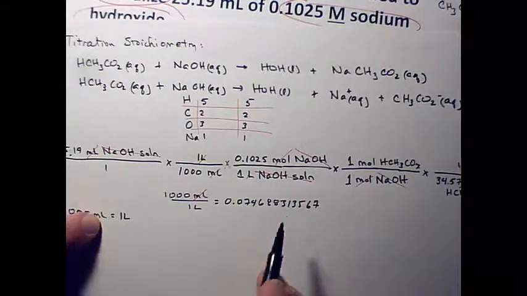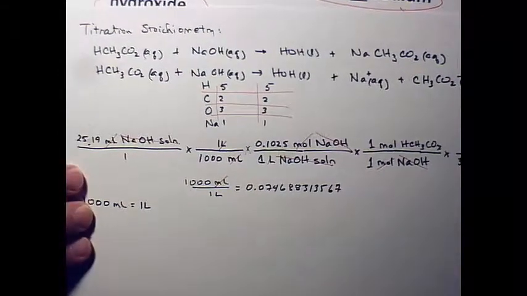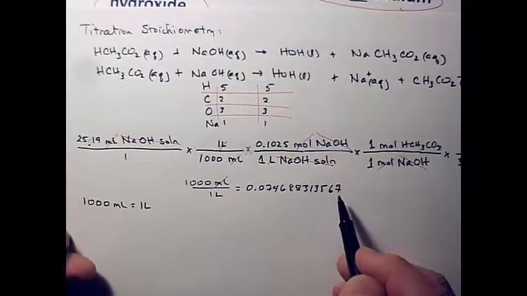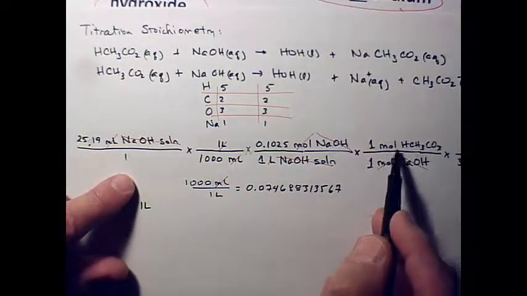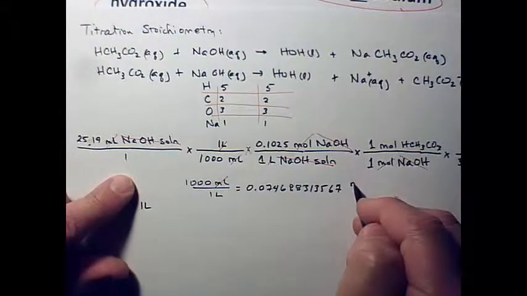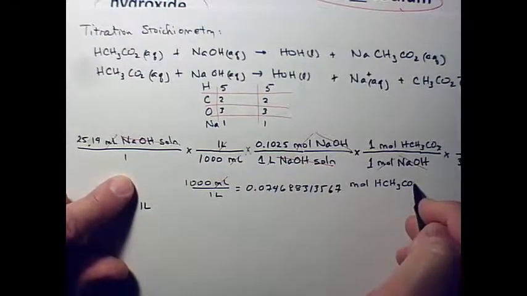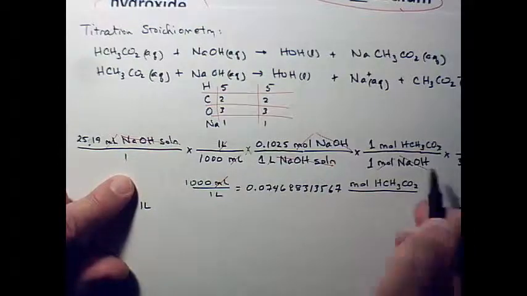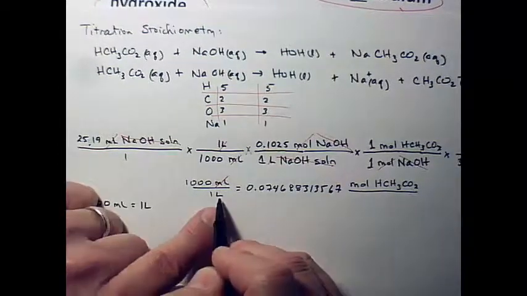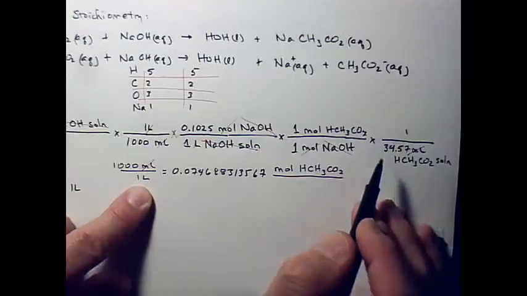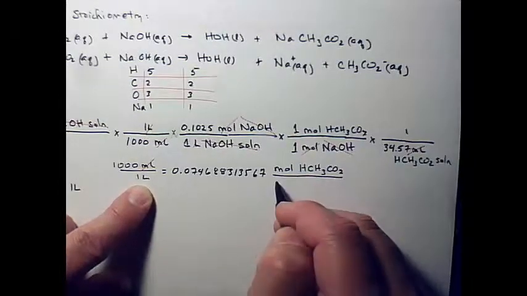Your calculator might not give you as many digits, but that's okay. You write down the number of digits you have on your calculator. What we have left are moles of acetic acid over liters of acetic acid solution.